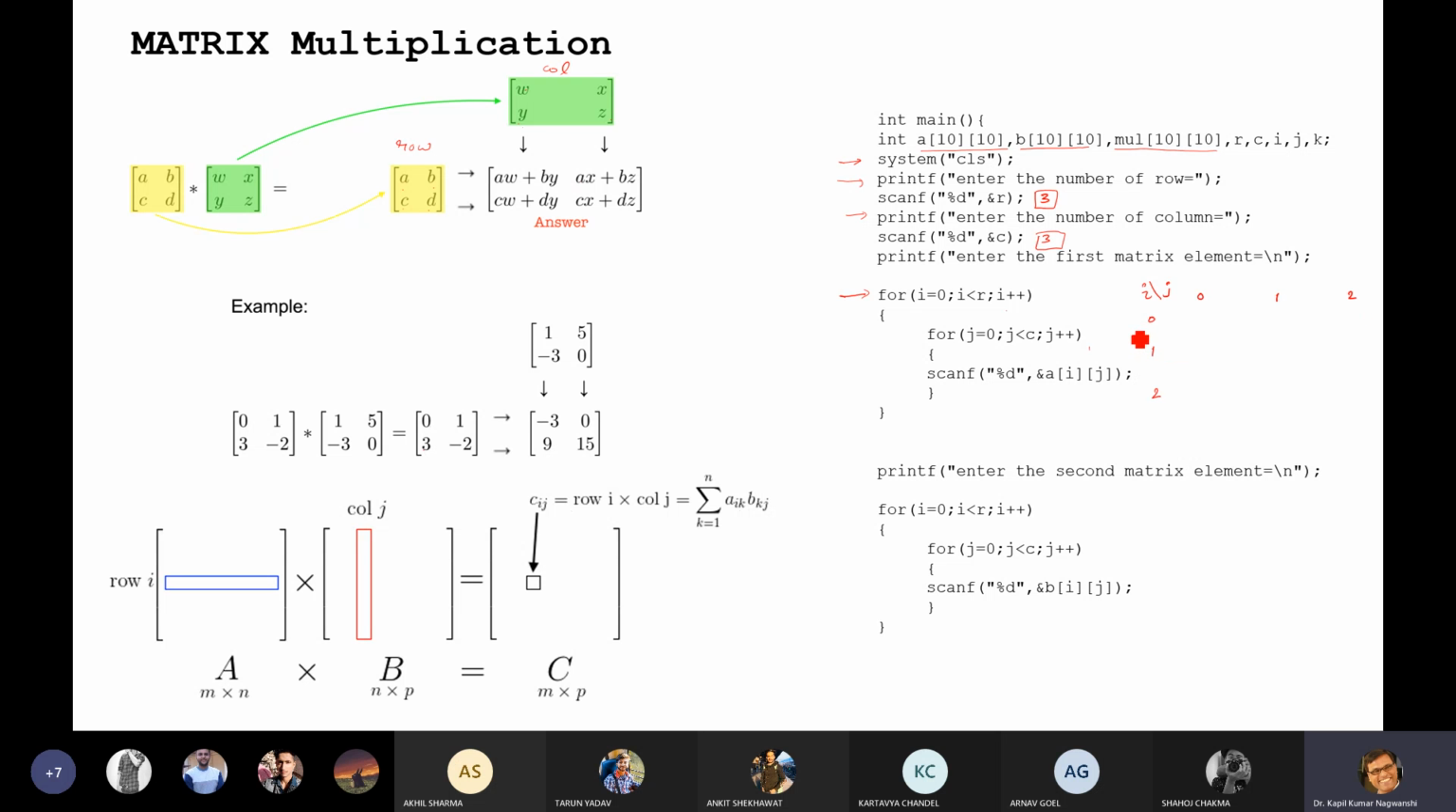Now for this first for loop, what it is going to scan is aij. So i is 0, j is 0. I'm not writing square brackets because of limited space. Now a01 will be scanned and then a02 will be scanned. After that, this loop is completed for j.